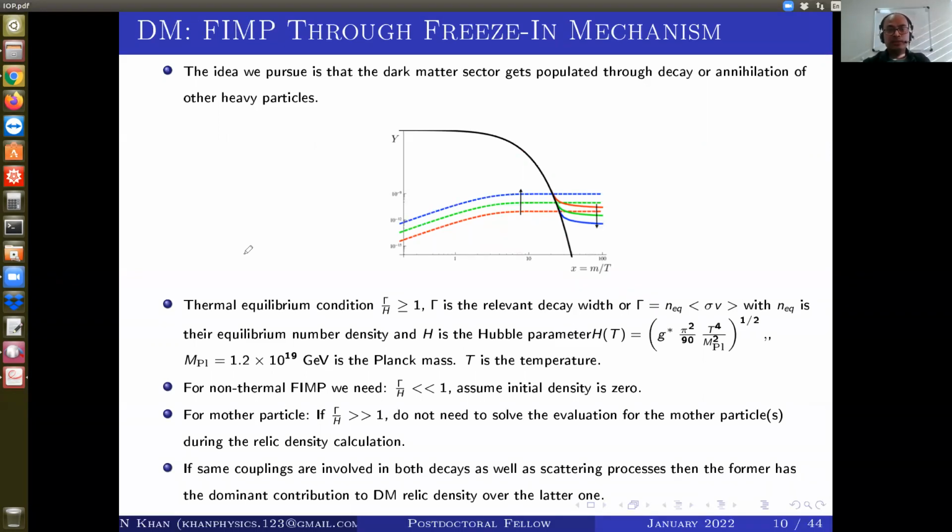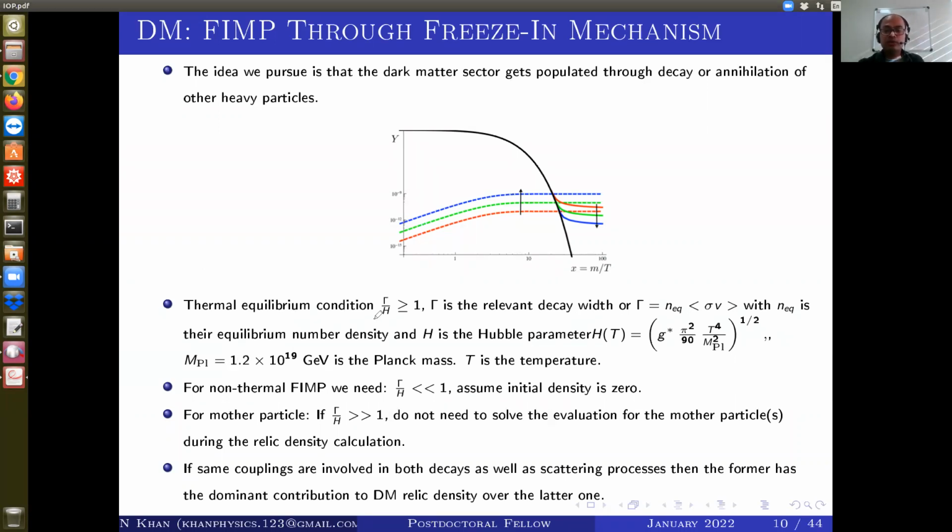Let me tell you what the freeze in mechanism is. In the WIMP mechanism we consider that dark matter is in equilibrium in the early universe, meaning the dark matter density is equal to that of the other particles. But in the freeze in mechanism we consider that the dark matter is not in thermal equilibrium, and the number density of dark matter in the very early universe is 0. The dark matter gets populated, or produced, from the decay of some other particle or annihilation of other particles. So dark matter gets produced from some other heavy particle. That is the condition.